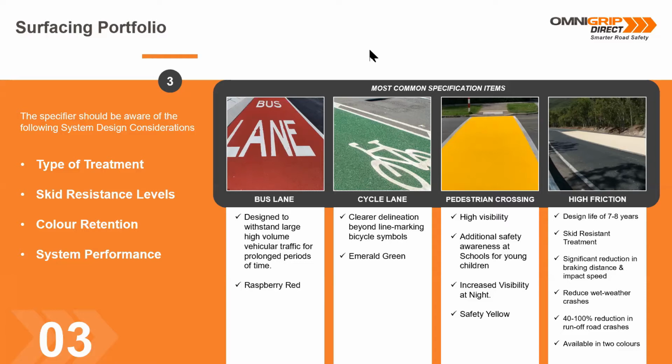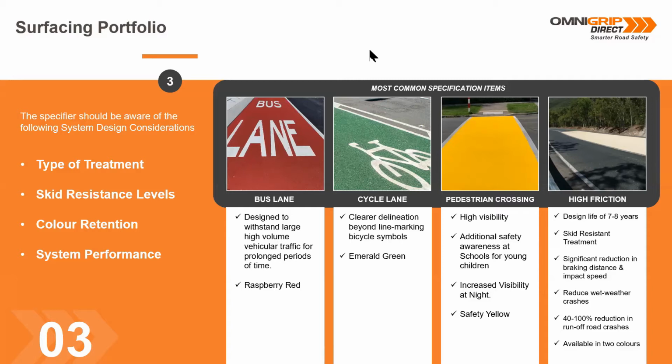So on the far left there, you've got the bus lane. So this is designed to withstand large, high volume vehicular traffic at prolonged periods of time. And the common colour allocation is the raspberry red. You'll see these out in many main areas, particularly in council areas and also on high traffic roads.